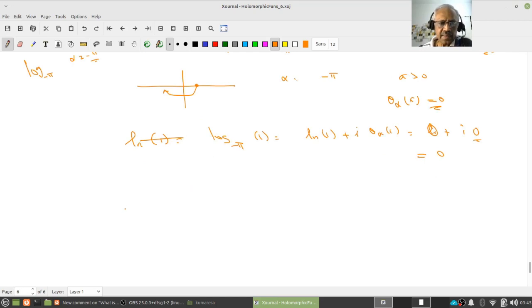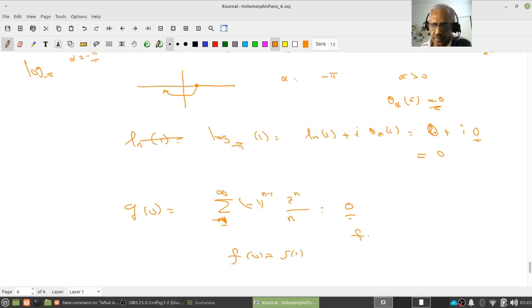And what is g of 0? g of 0 is the summation n equal to 1 to infinity of (-1)^(n-1) z^n by n, which is 0. Therefore f of 0 equal to g of 0. Therefore f minus g is a constant. That constant is 0. Therefore f equal to g.